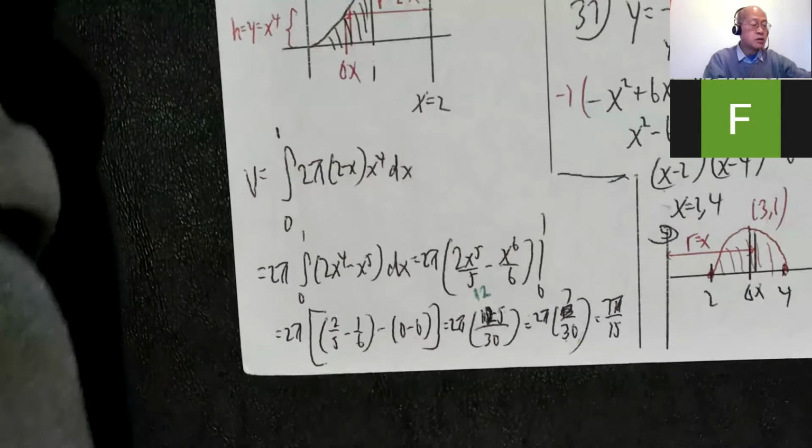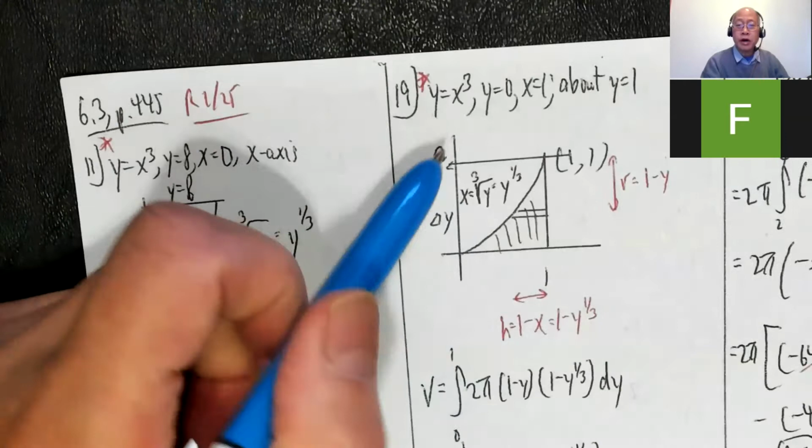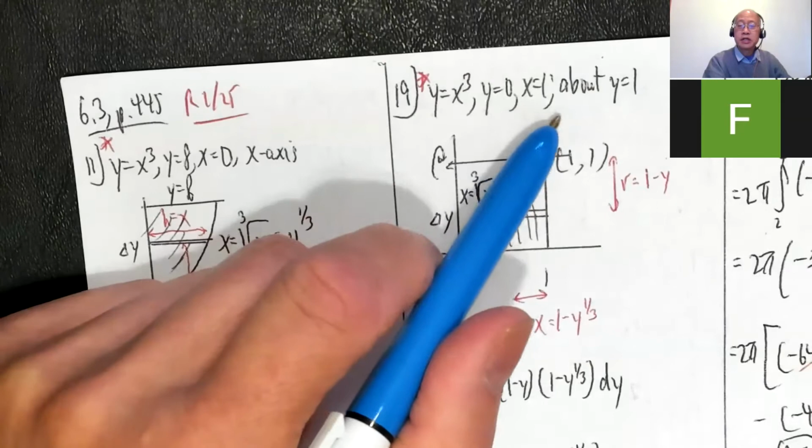Okay, and I was going to show you one more starred problem before going back and doing some problems at the end, 37 and 41. So 19 star, again, I don't think this matches our problem. No, it does not. This is from a previous edition. But again, it's just for extra practice. Y equals x cubed, bounded by y equals 0 and x equals 1. Spin about y equals 1.